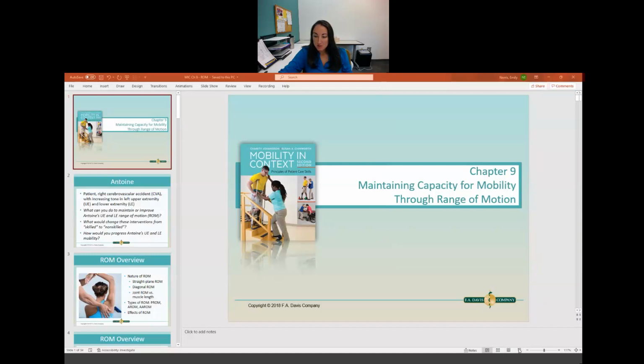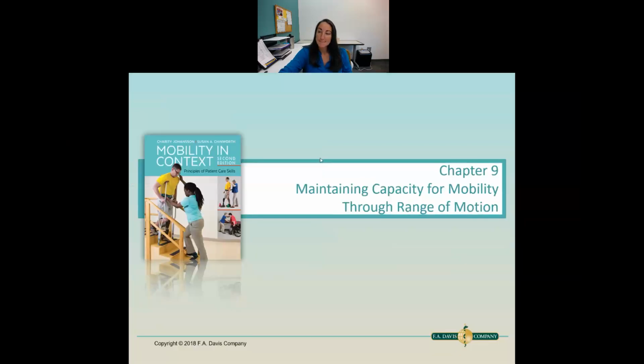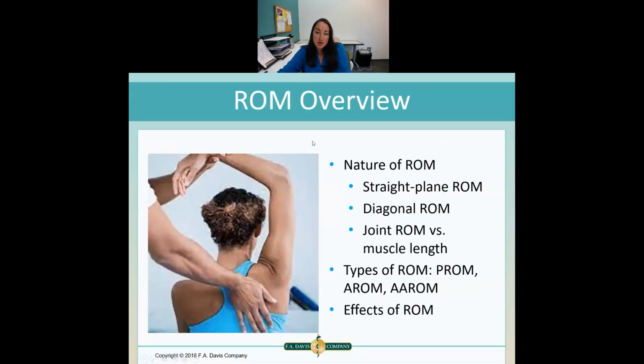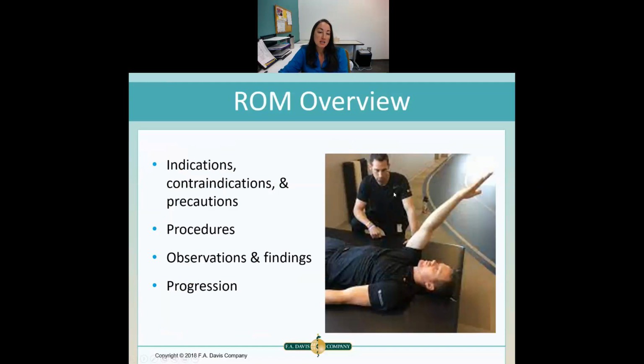Today we are going to talk about range of motion. So, overview of the lecture, we are going to talk about the nature of the range of motion, types of range of motion, effects of range of motion, indications, contraindications, and precautions, procedures, observations, findings, and progression.